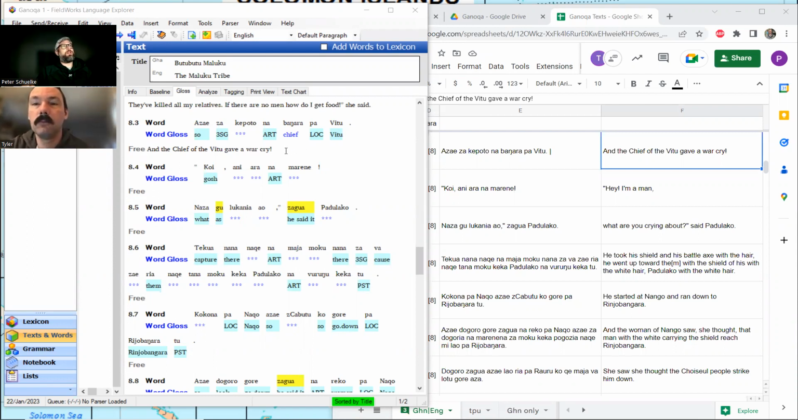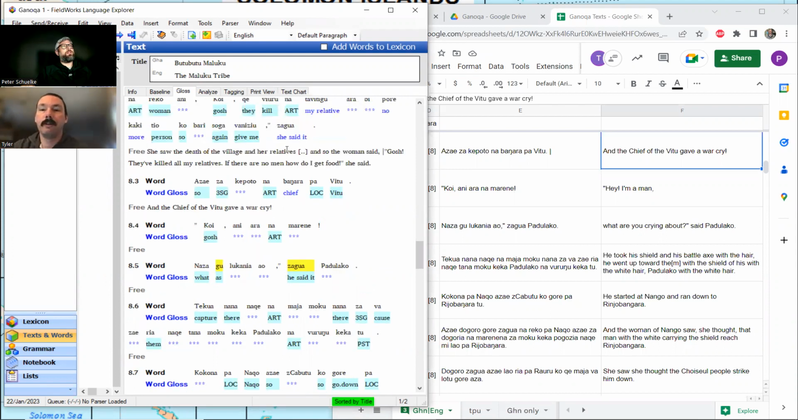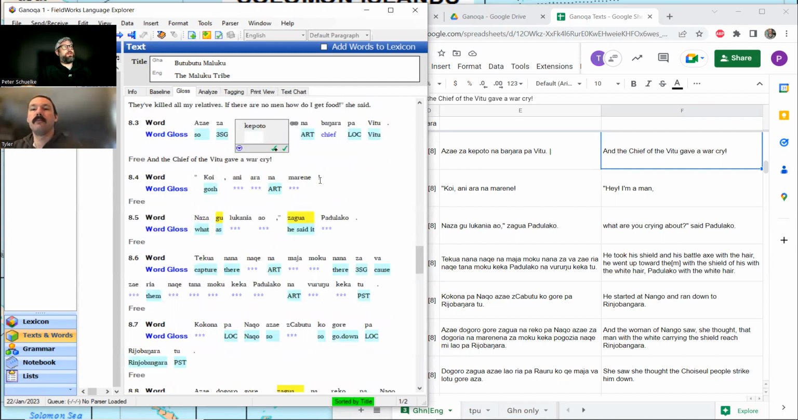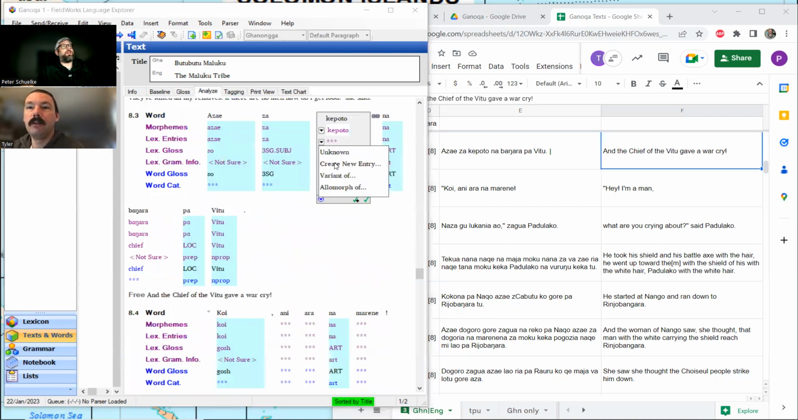The last sentence we added in was, and the chief of the Vitu gave a cry. And we didn't. A war cry. We didn't. That's going to be that missing word. Kubokota. Yeah, Kubokota is almost certainly war cry. We might see it used in a different way in the future, but I feel confident calling it war cry now. What do you think? Yeah.